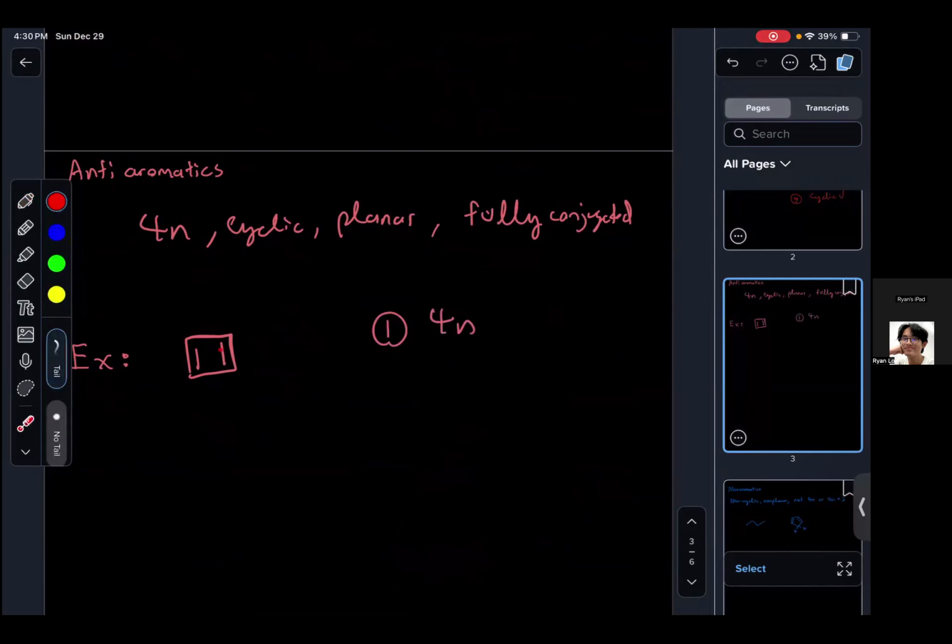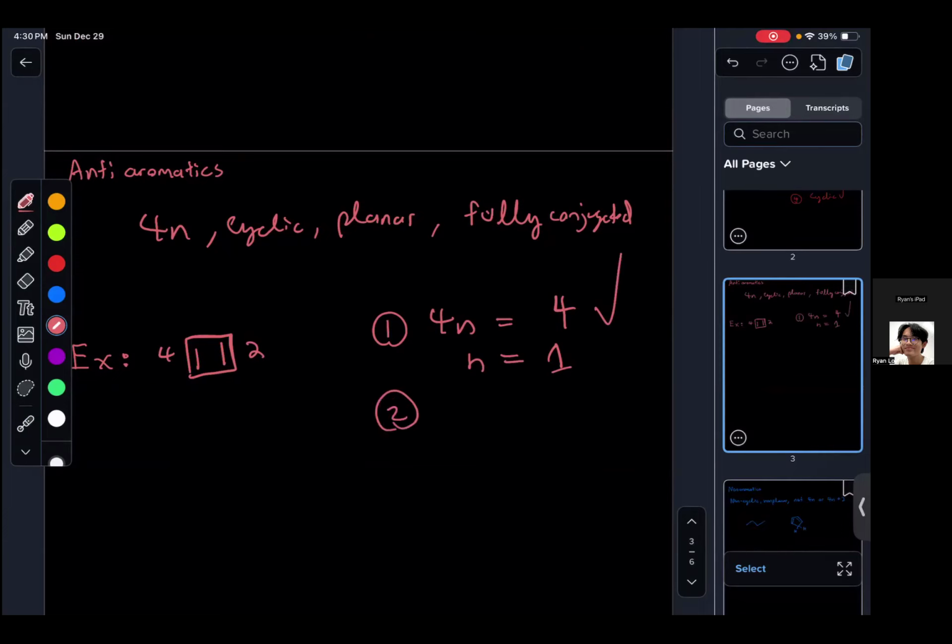I count one, two, three, four, right? Or you can count by twos if you so choose. I don't personally. N equals 1. That is a whole number, right? And so yes, this follows the 4n rule. 2 is cyclic. Looks like a Formula One racetrack to me, right? 3 is planar.